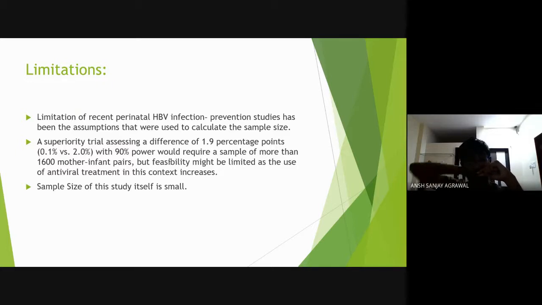To rectify that, a superior trial could be done, assessing a difference of 1.9 percentage points. That is, assuming that 0.1% would be the infection rate in TDF and 2.0% in placebo, with 90% power. But it would require a sample of more than 1,600 mother-infant pairs. So this is not very feasible, as the antiviral treatment cost will increase.